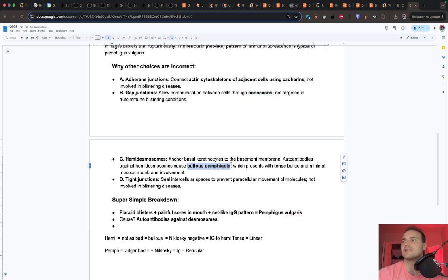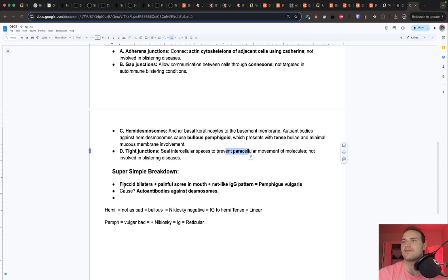Hemidesmosomes, that would be bullous pemphigoid, which has the tense bullae and minimal mucosal involvement. The tight junctions would not be involved in the blistering disease. So basically, if you have the flaccid blisters that are really painful and you get a net-like reticular pattern, then it's Pemphigus vulgaris, which is antibodies against the desmosomes.